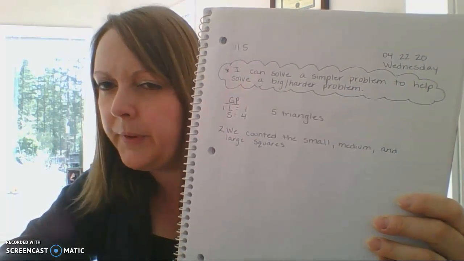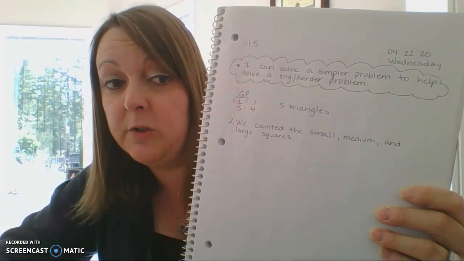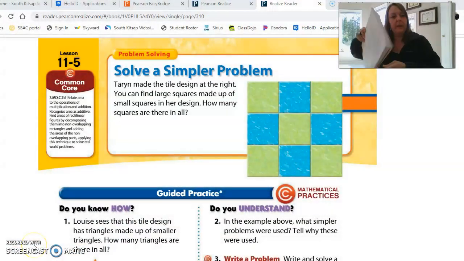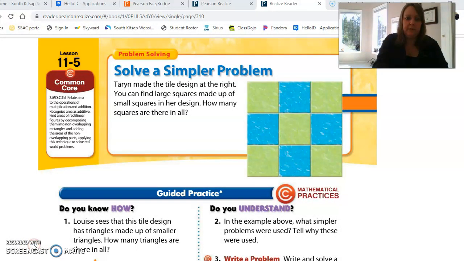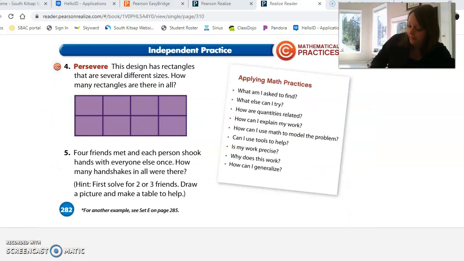Now I'm going to skip number 3 and I'm going to go straight to number 4 because number 4 can be tricky. So I'm going to go back to my book. If I can get it to move, it's just not moving right now. There we go. All right, number 4. Oh no, it says persevere. That means it could be a tough one. We got to keep working until we figure it out.